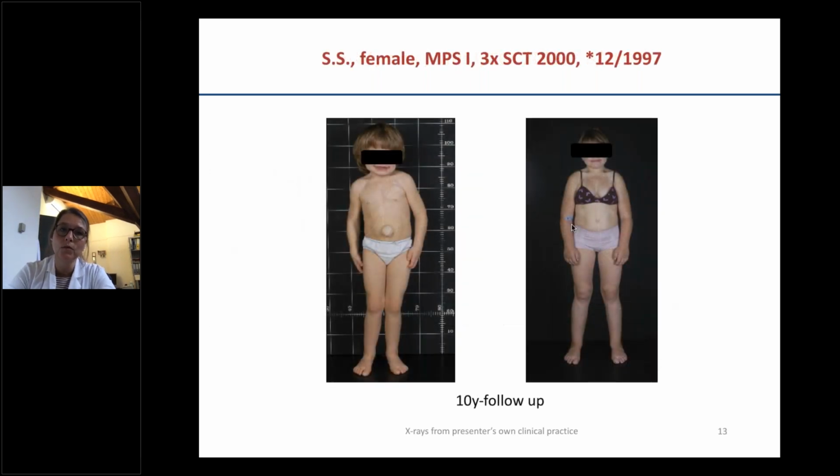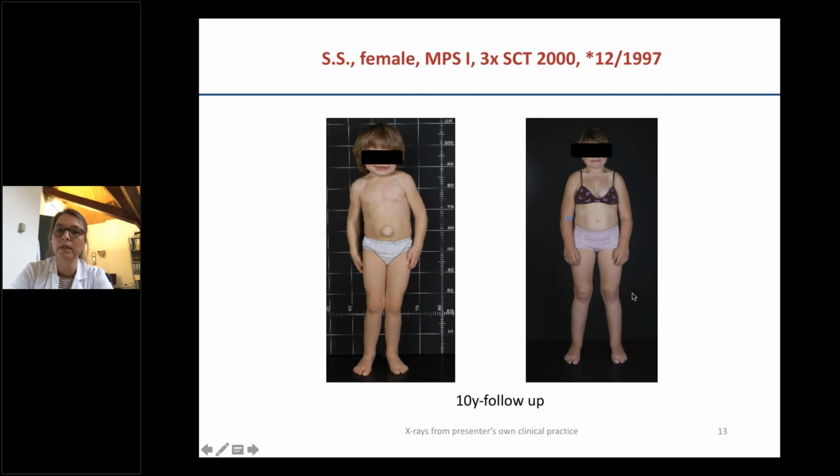This is another MPS 1 patient, a girl, or now a young lady. She was transplanted 3 times because the engraftment didn't happen really well. And in the end, she had quite good enzyme levels. But in terms of the musculoskeletal system, she took a completely different way, even though the transplantation was not as successful as in the patient I showed you before. So this is in the beginning, so she was quite old. This is not before the transplantation, but you see the typical hernia over here, the genua valga, the contraction of the elbow, a little bit of the facial features, and a little bit of spine deformity.